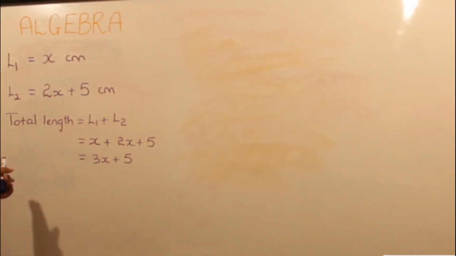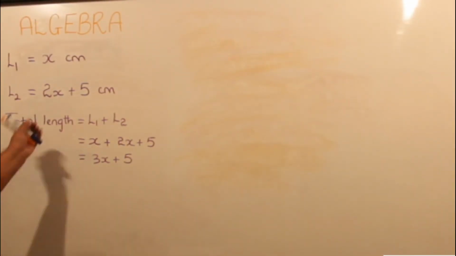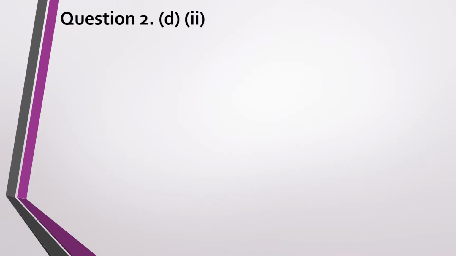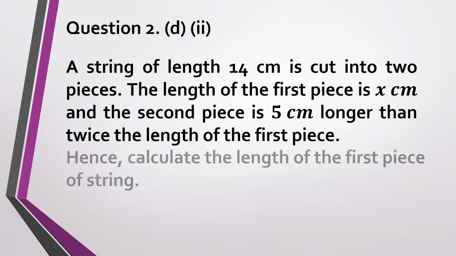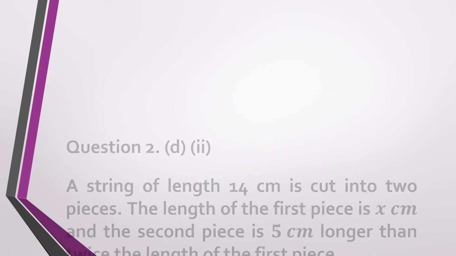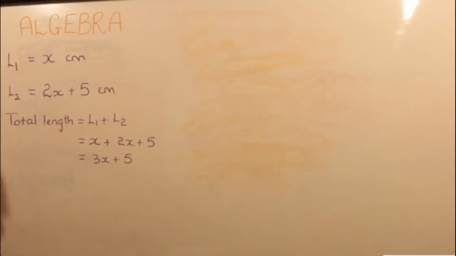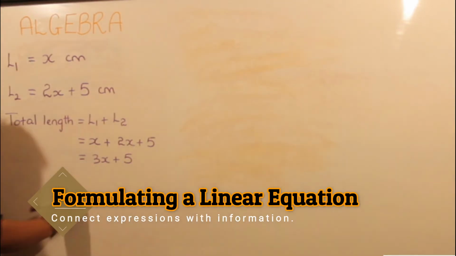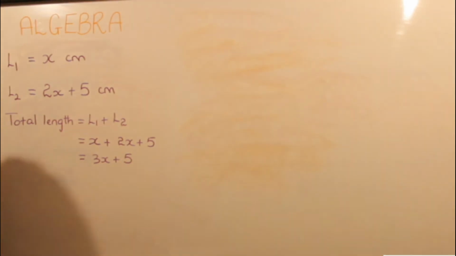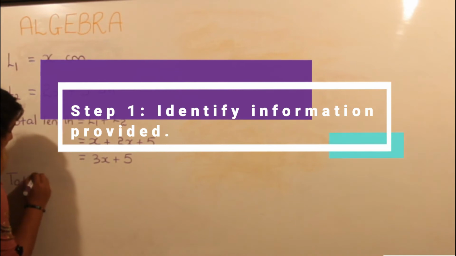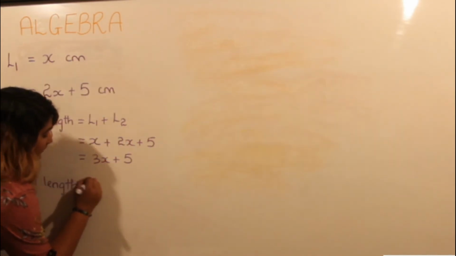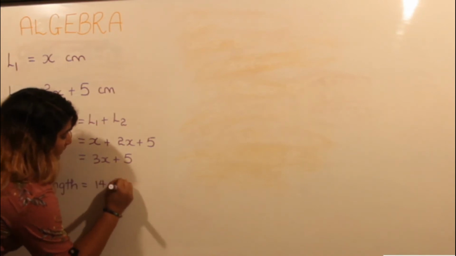So we move on to the second part because it is directly, obviously, tied to what we just did. And the second part says, hence calculate the length of the first piece of string. So if I want to find the length of the first piece of string, it's tied to this particular expression and the information it provided to us. In the beginning, they said that the total length is equal to 14 centimeters.